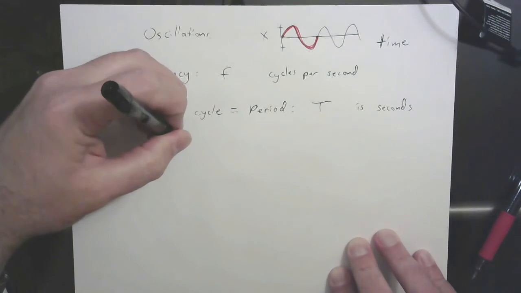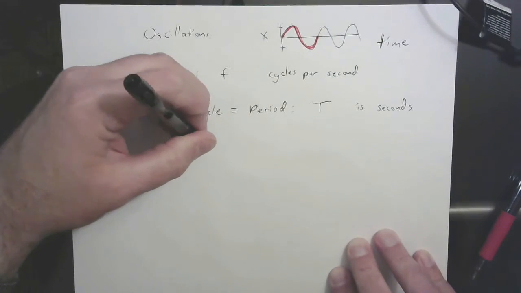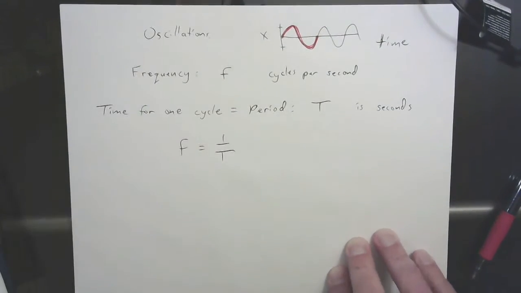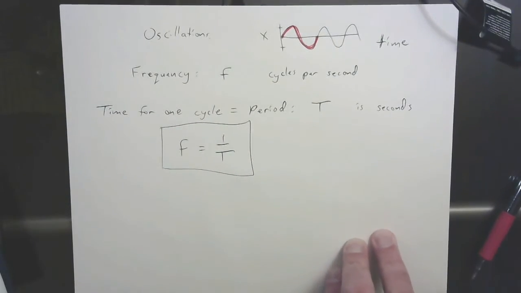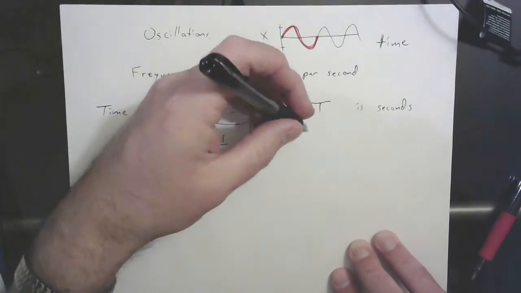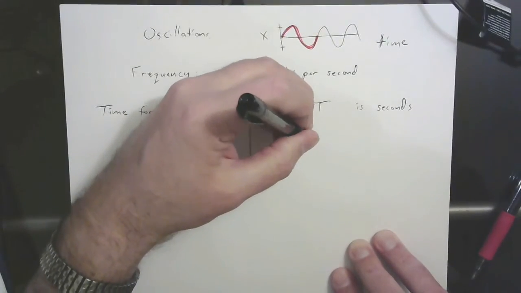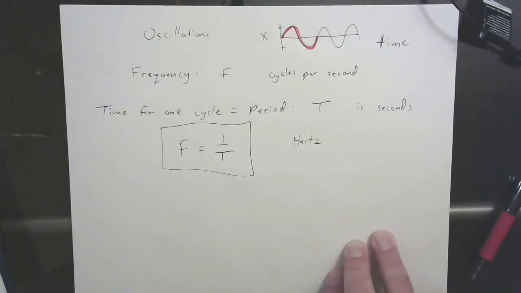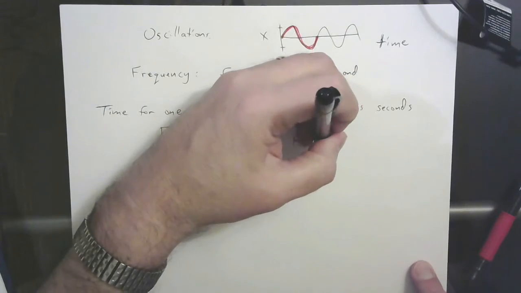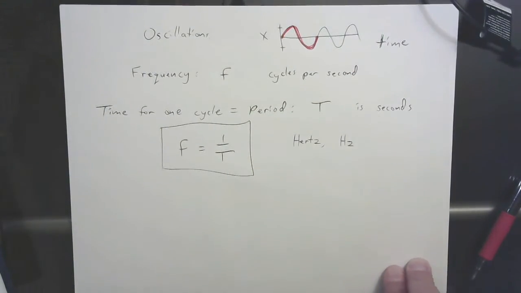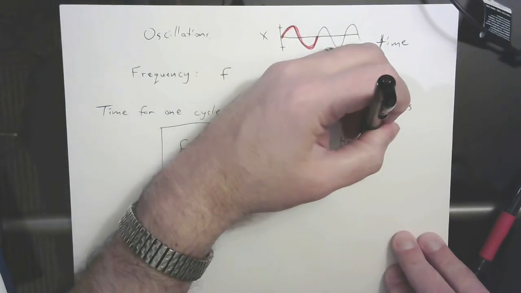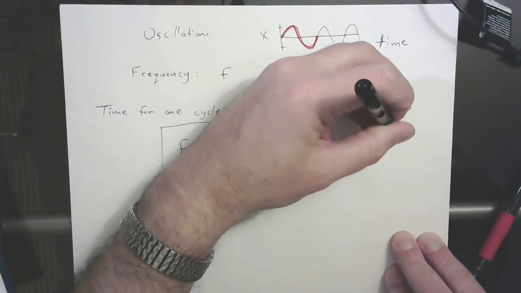And they're related. So frequency is 1 over period, like that. So you can box that up. That's a little pocket formula that we can use. Frequency has its own unit, the Hertz, named after a scientist. Abbreviation capital H with a little z on it, and that's number of cycles per second.